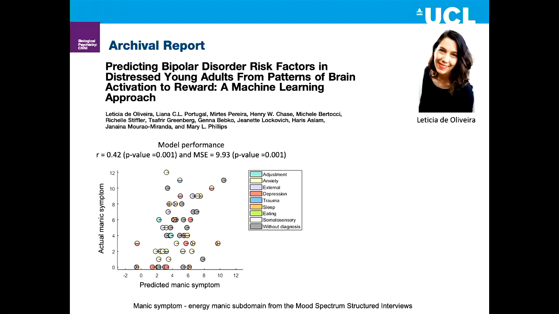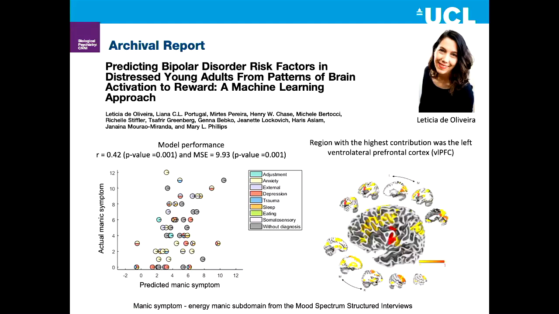In order to emphasize the transdiagnostic nature of the study, because this group of distressed young people had different diagnoses, we color-coded the subjects by diagnosis. You can see that some subjects have more than one diagnosis, and some subjects don't have any diagnosis, the ones in gray. So despite the fact that they have different diagnoses, we could capture a relationship between patterns of brain activations to reward and the manic symptoms.